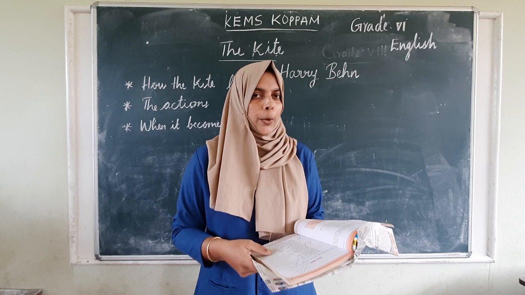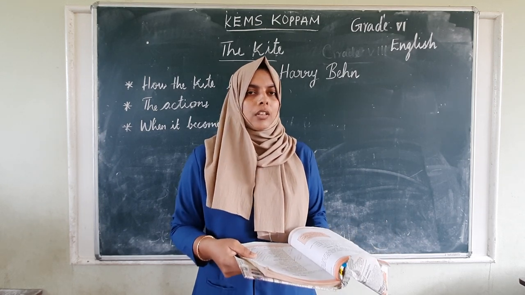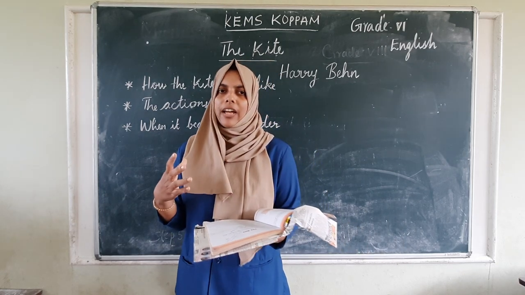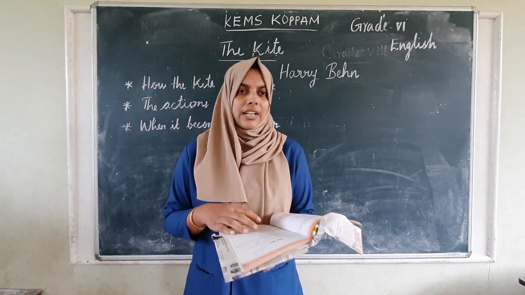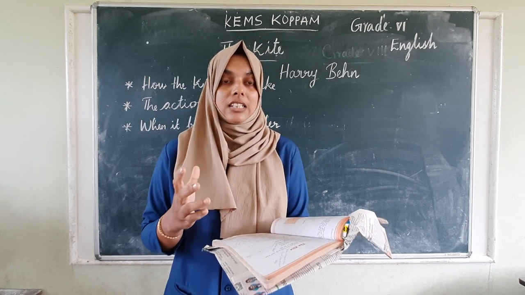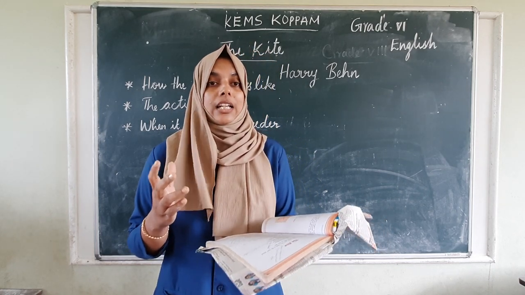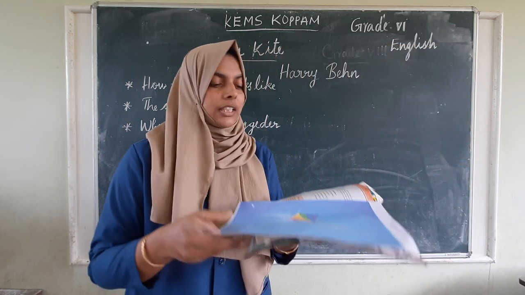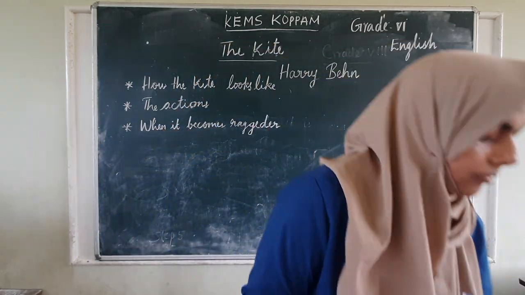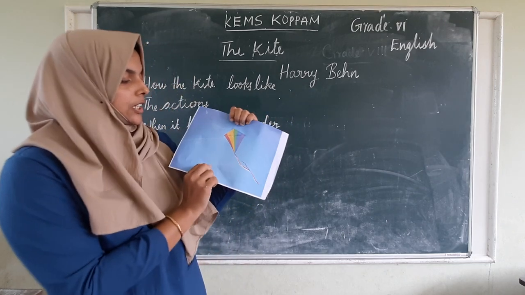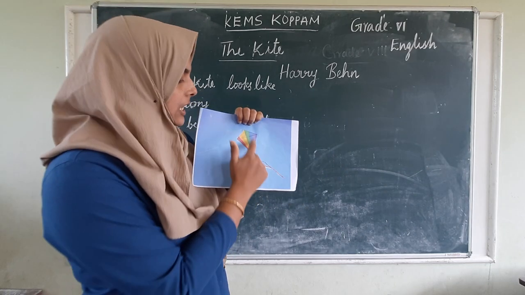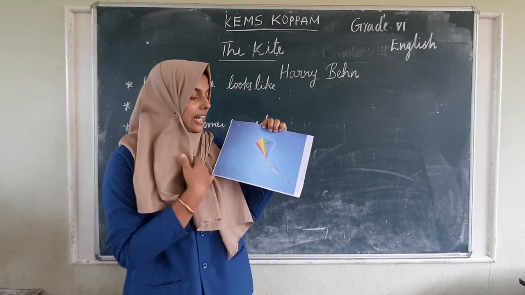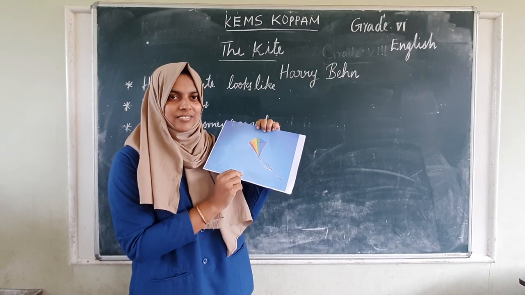So this is the poem. And I told you, in this poem, the poet is describing the life of a kite. So the first line you can see, how bright on the blue is a kite when it's new. So in this picture, can you see this picture? In this picture, you can see how the kite looks. How does the kite look? It's very bright and it's very beautiful to see, isn't it?